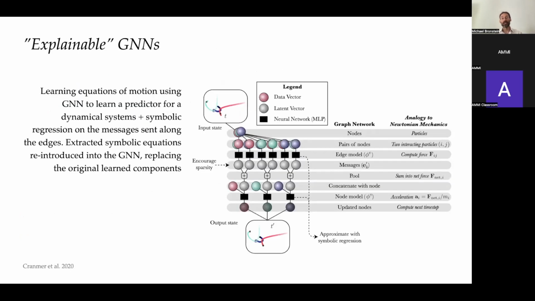So another interesting direction is explainable GNNs. I think this is one of the common criticisms, not only for graph neural networks but for deep learning in general, that they are not explainable. There are several ways that this explainability can be incorporated.